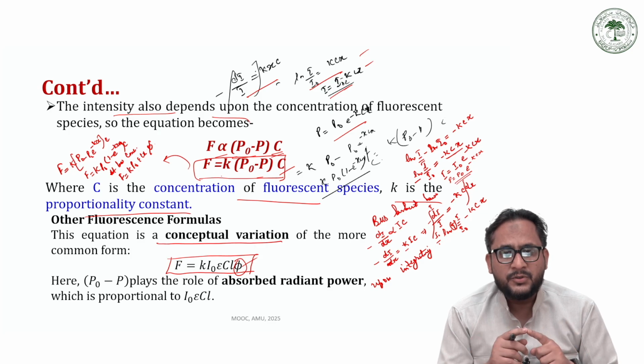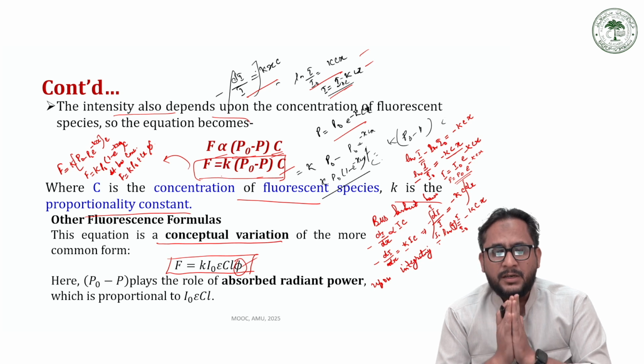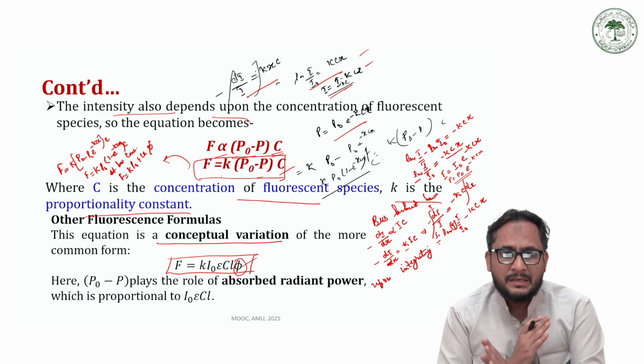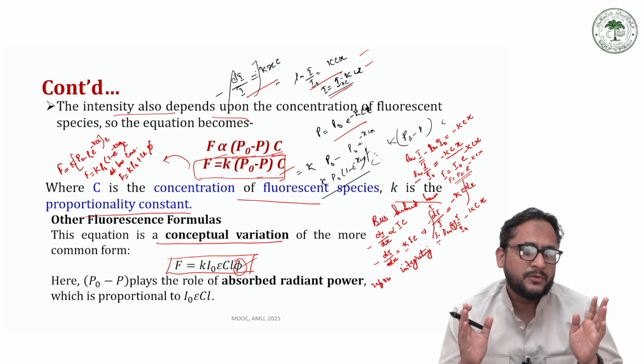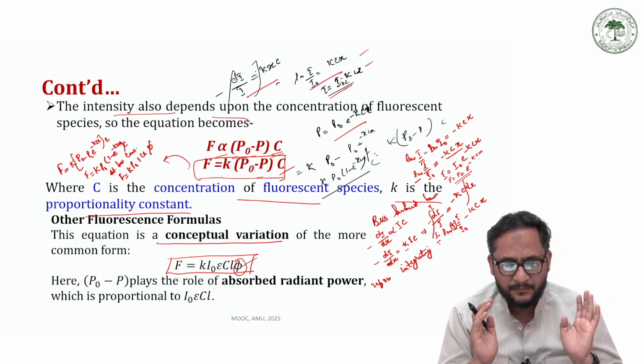Otherwise, the peak position of absorption or excitation and emission will be the same, and Stokes shift will be 0. And I told you that this is not the case with fluorescence. There is always a positive value of Stokes shift in the case of fluorescence.